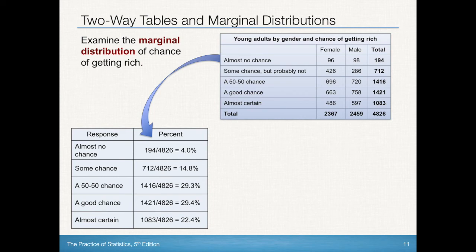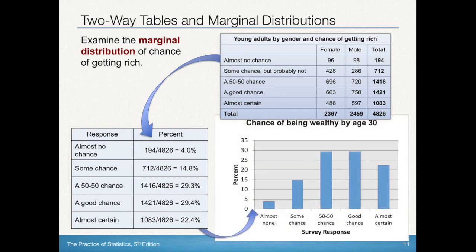Well, what we've done now is we've created these relative frequencies within this table alone, and we can see that 4% of people thought that there was almost no chance, or 29.3% thought that there was 50-50 chance. And you could maybe get similar information just by reading the two-way table alone, but now that we've created this marginal distribution, it makes it a little more straightforward to actually physically see the relationships between the answers and the number of people that actually answered that particular response.